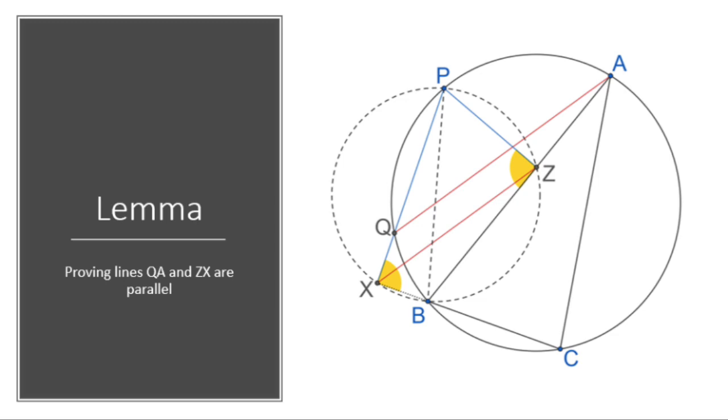Since angle PXB is equal to 90 degrees, which is equal to angle PZB, it follows that points X and Z lie on this circle, and thus angle PXZ is equal to angle PBZ, since these angles subtend the same arc in that circle. But, assuming that P is different from Q, we see that angle PBZ is equal to angle PQA because these angles subtend the same arc in the original circle. Thus, angle PXZ is equal to angle PQA, and it follows that XZ and QA are parallel as desired.